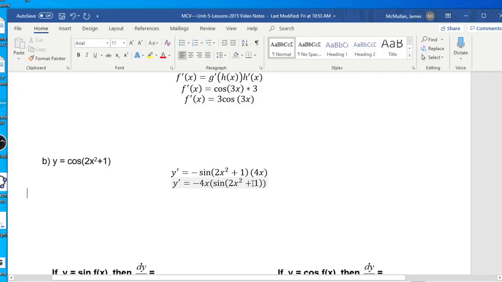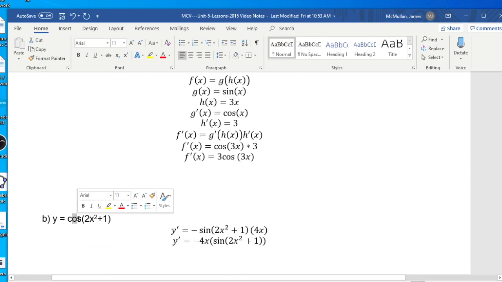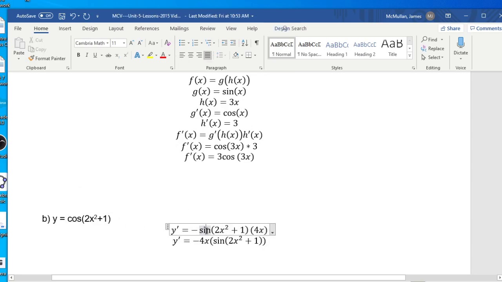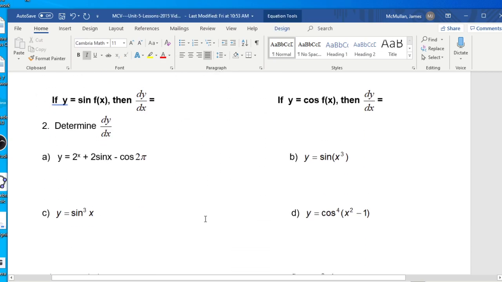Okay, so that's how you do the derivative with chain rule. It's kind of like e, except if this was e, this cos would still be a cos. In trig, the cos becomes a negative sine, and the sine becomes a cos. Okay, a couple more derivatives here.